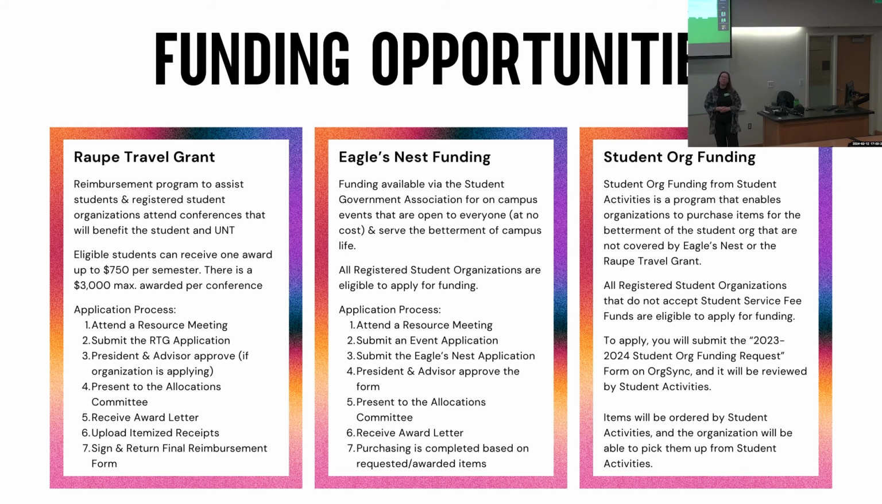To apply, they just have to fill out the 2023-2024 student org funding request form that is on OrgSync, and that gets reviewed by our team at Student Activities. Some of the items that people have put on this request form before have been t-shirts, a tablecloth for tabling, different promotional items, buttons, stickers. There are some organizations that will use it for their closed organization meetings to get a gavel or something like that.